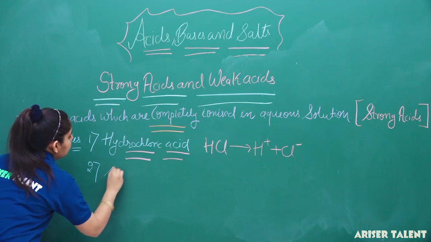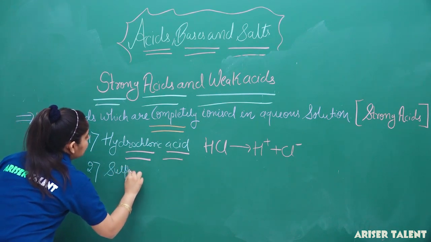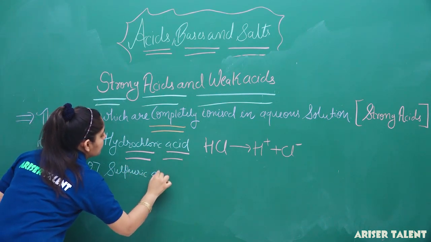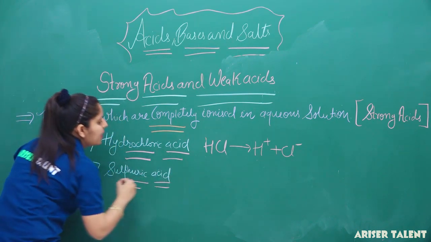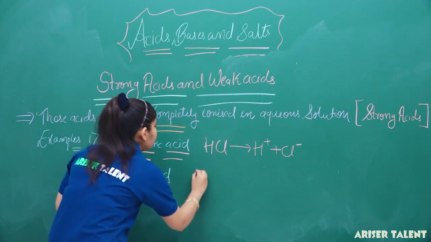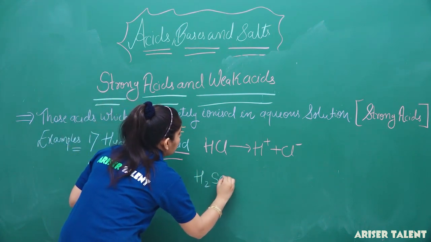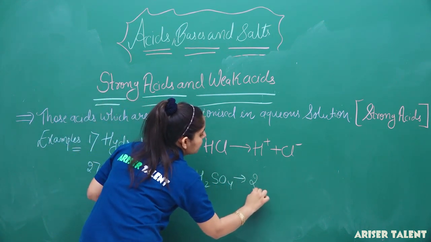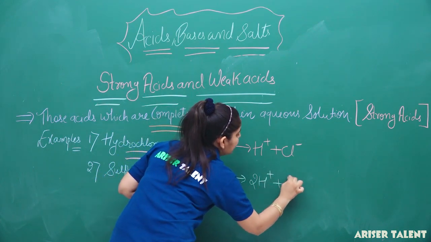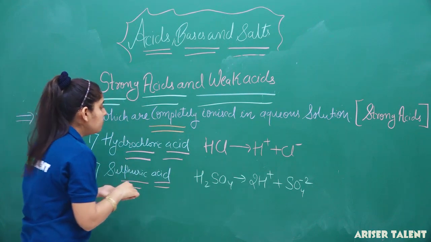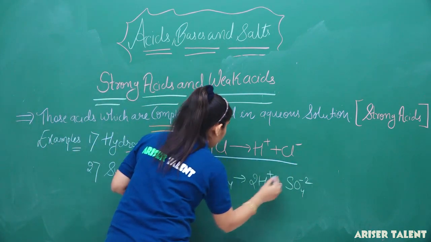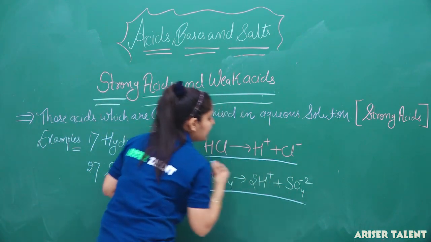Second example is sulfuric acid. Sulfuric acid is an acid which gives two ions. So it gives 2H+ and SO4 2-. So this is another example of a strong acid.